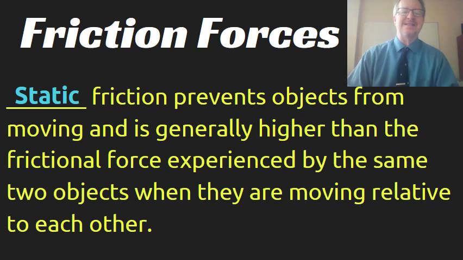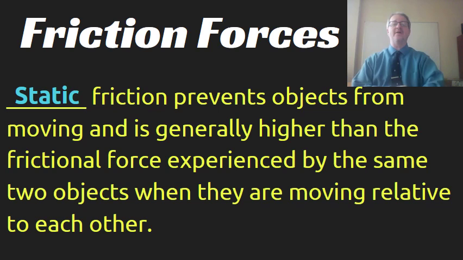So static friction prevents objects from moving, and it's generally higher than the frictional force experienced by the same two objects when they are moving relative to each other. So static friction is going to be a higher force, a stronger force that's experienced by those two objects when they're relative to each other. Okay?